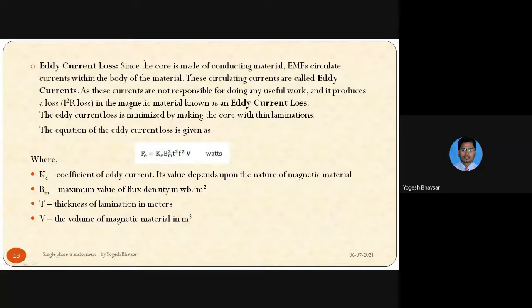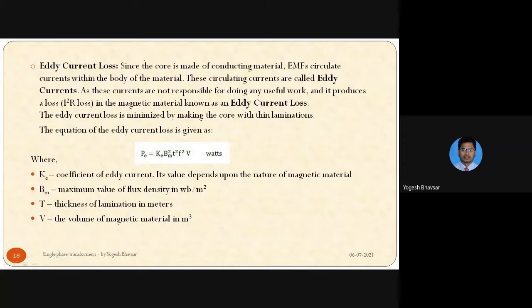And as the core is also made from some metal, some conducting material, EMF will get induced in that core. And that EMF will circulate a current. This current is known as eddy current. Remember, this current is circulating in the core, in the iron core, not in the winding. And as we are not using this current for doing some useful work, this will be treated as an eddy current loss. Right? Means what?